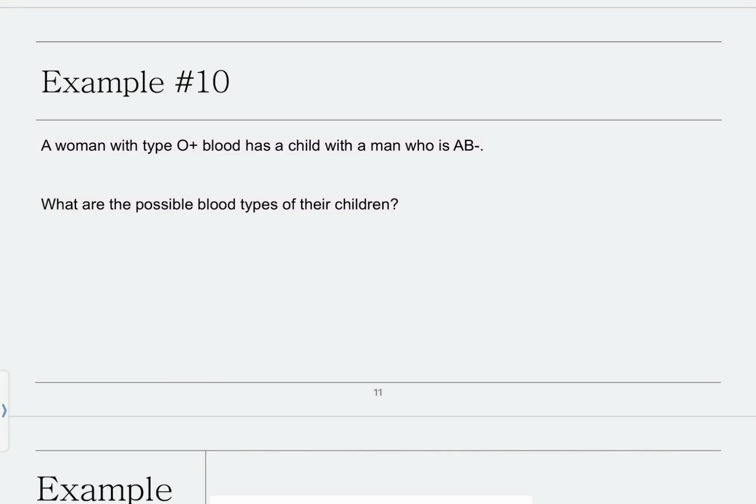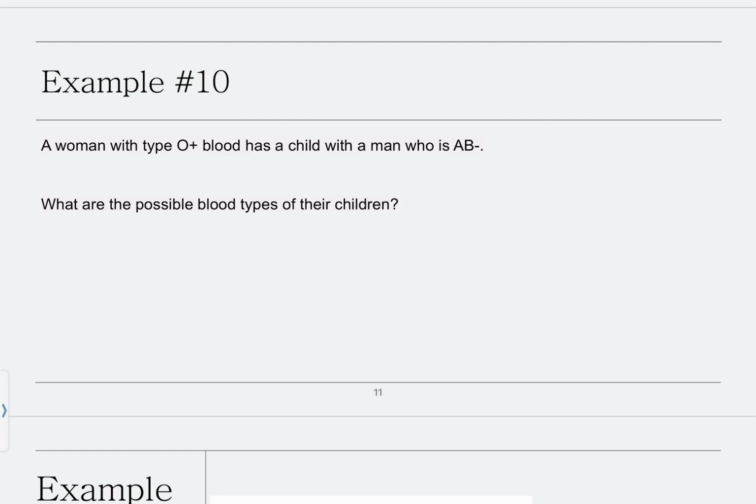Okay, example 10. A woman with blood type O positive has a child with a man who is AB negative. Because we see the positive and the negative, that's letting us know that we're dealing with two different traits: the expression of the A and/or B antigen or none, as well as the rhesus factor. So this is going to be a dihybrid cross.